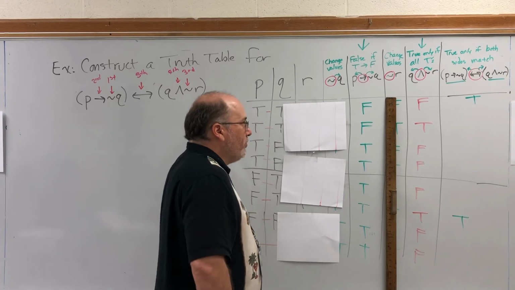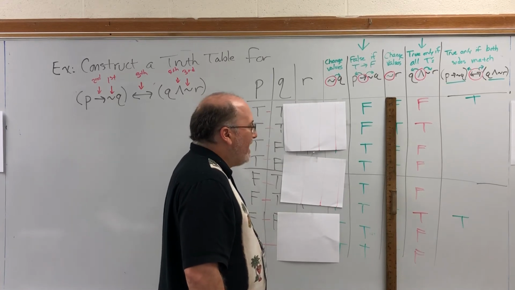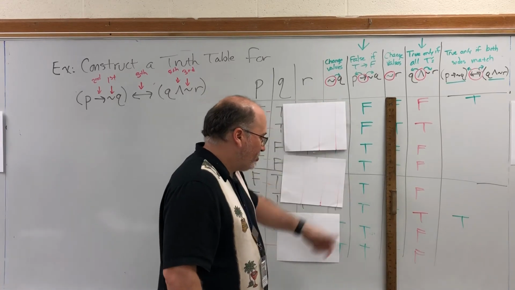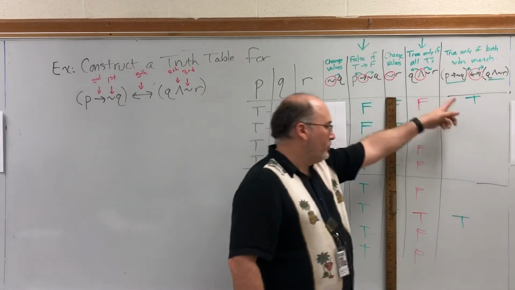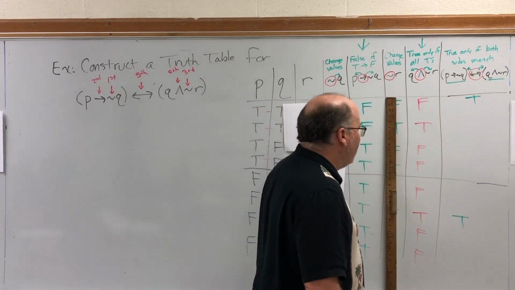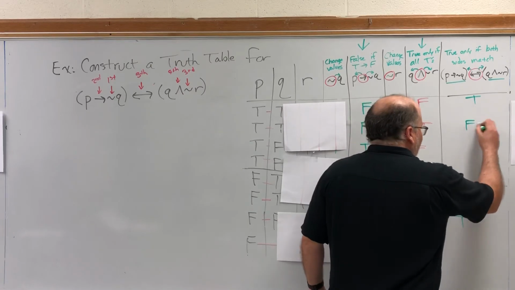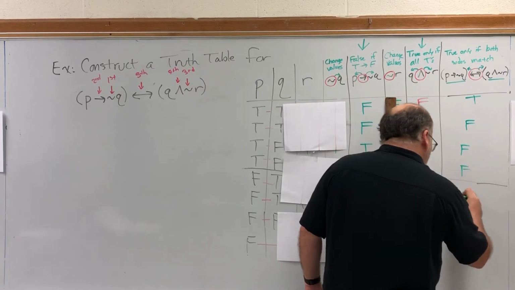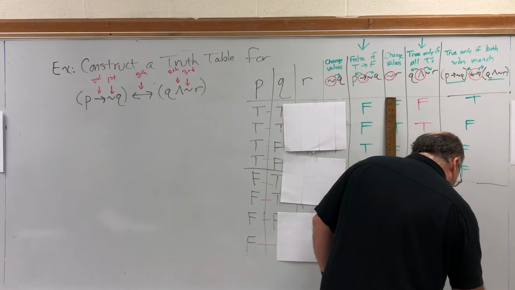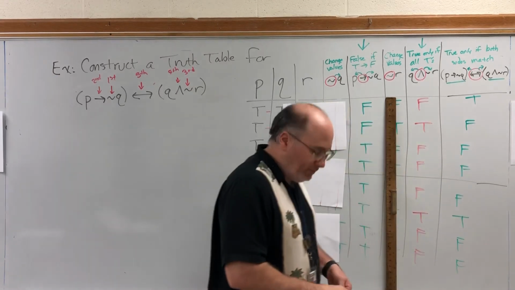So the only rows where the 2 columns match are the 1st row and the 6th row. So those are the only rows where it's true in this last column. That means the rest of the rows in the last column are false. And that would complete the truth table.